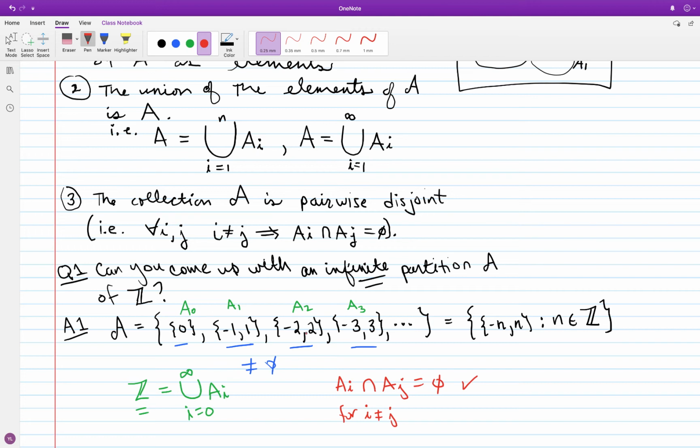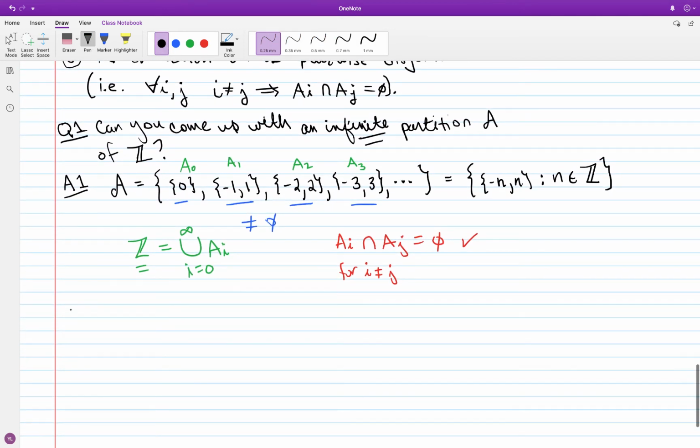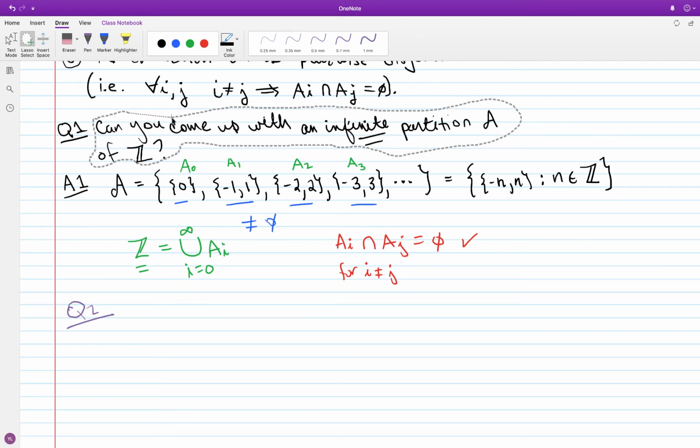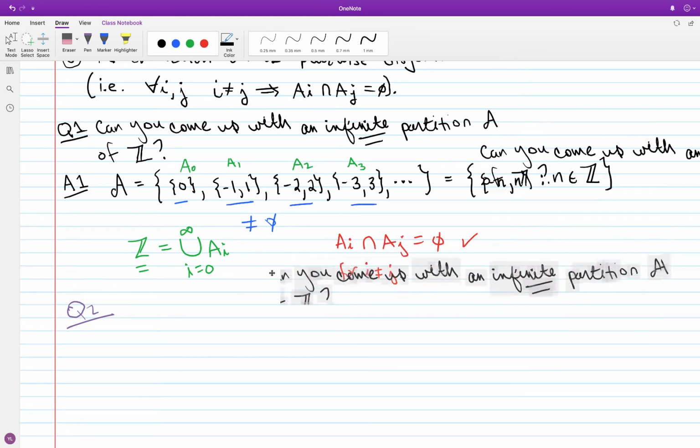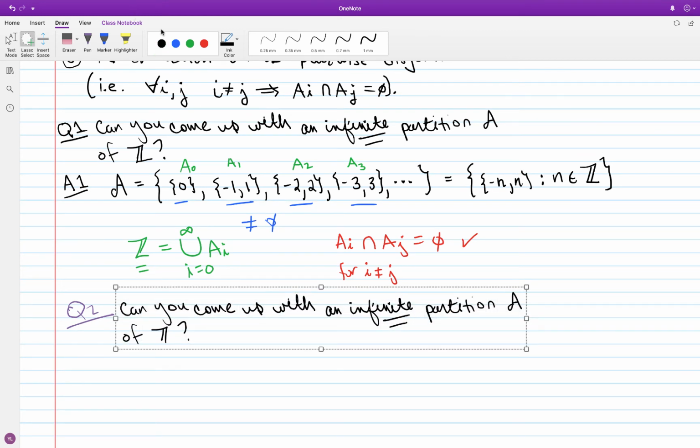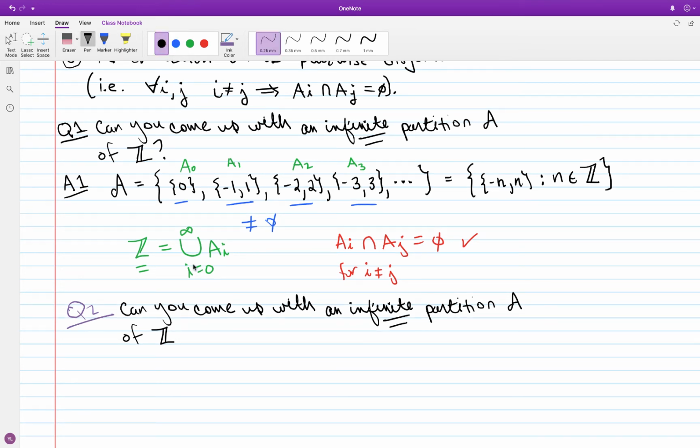I'm not claiming that this is the only one, certainly. Maybe you came up with a completely different partition. I want to increase the difficulty here, and so question number 2 is going to be the same as question number 1, but I'm going to ask if you can make the members of the partition infinite sets. Okay, so can you come up with an infinite partition of Z consisting of infinite sets?